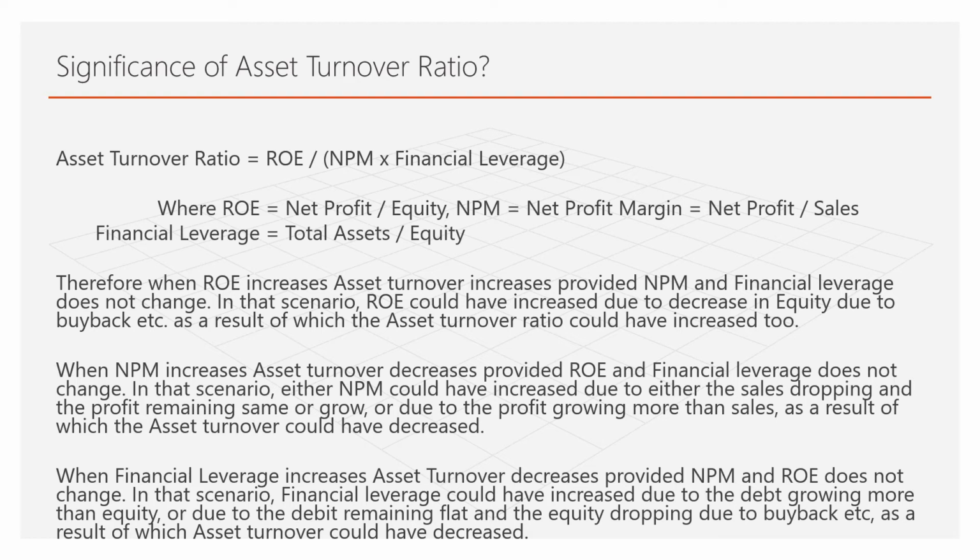When the financial leverage increases, asset turnover ratio decreases, provided the net profit margin and return on equity do not change. In that scenario, the financial leverage could have increased due to the company growing its debt more than equity, or due to the debt remaining flat and the equity dropping due to the buyback, etc., which the company pursues.